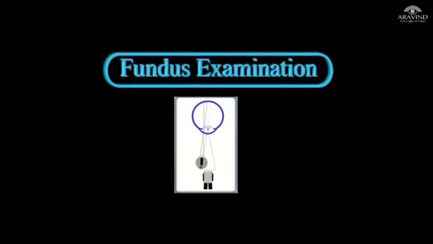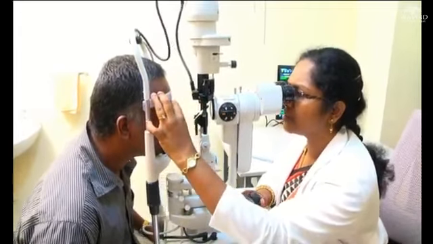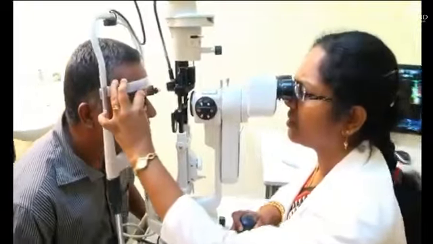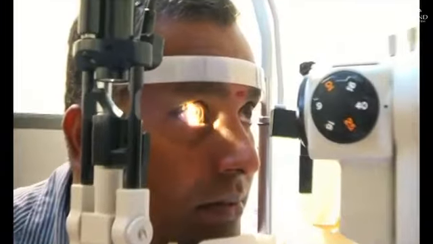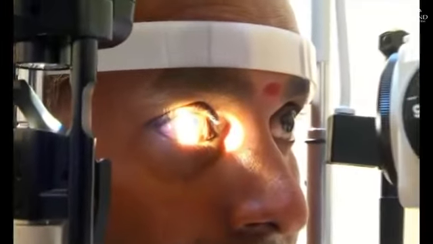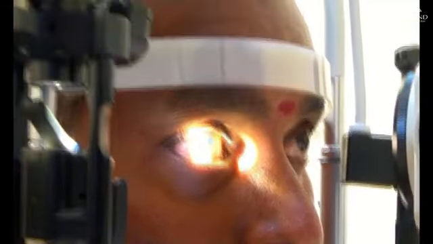Moving on to fundus examination, the microscope and the illumination system are positioned coaxially with 10x magnification and 90 diopter lens to visualize the optic disc and retina. Here is a picture showing intravitreal foreign body in the posterior vitreous. Tangential illumination is used to examine the iris while the microscope is aligned directly in front of the eye.